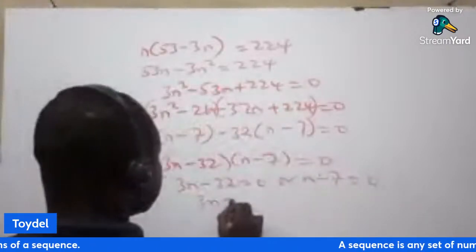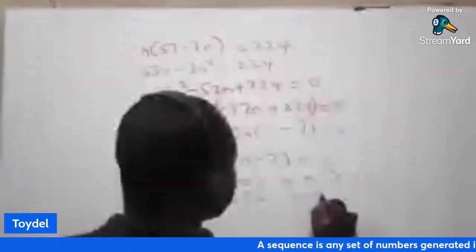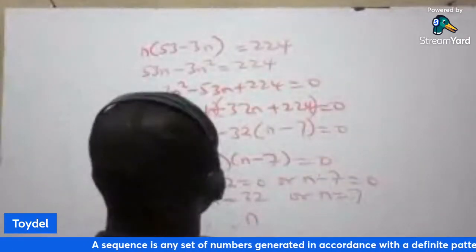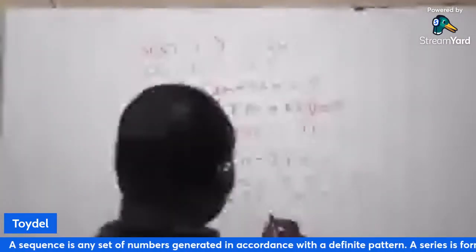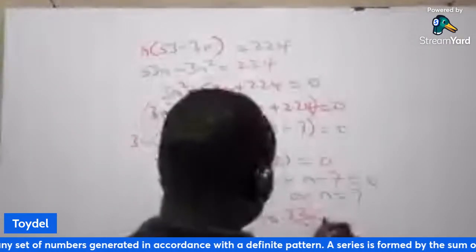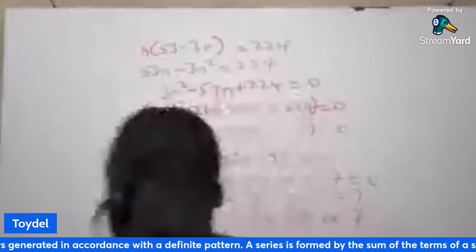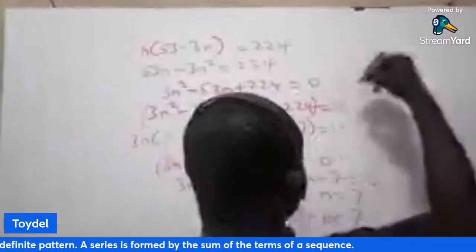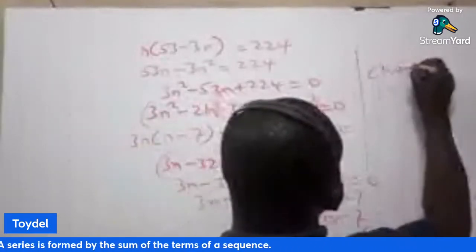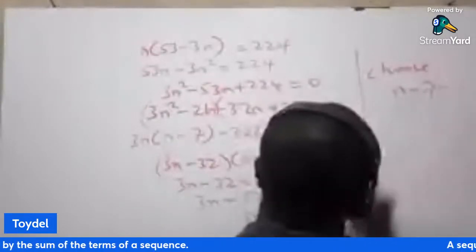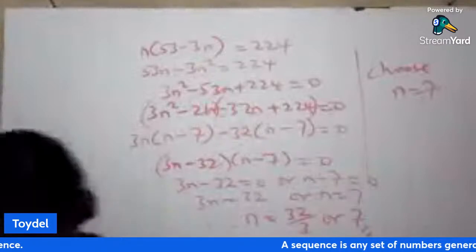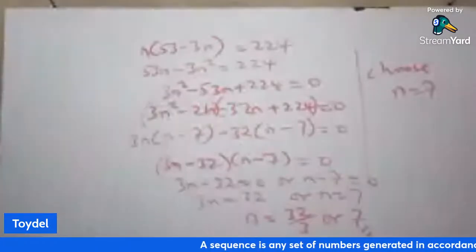Here we have 3n is equal to 32, or n is equal to 7. Therefore, n is equal to 32 all over 3, or 7. And of course, in this case now, because we are talking about number of terms, we are going to choose n equal to 7, because we cannot have 10 point something terms. So terms can only be whole numbers. So that's what we are going to have.